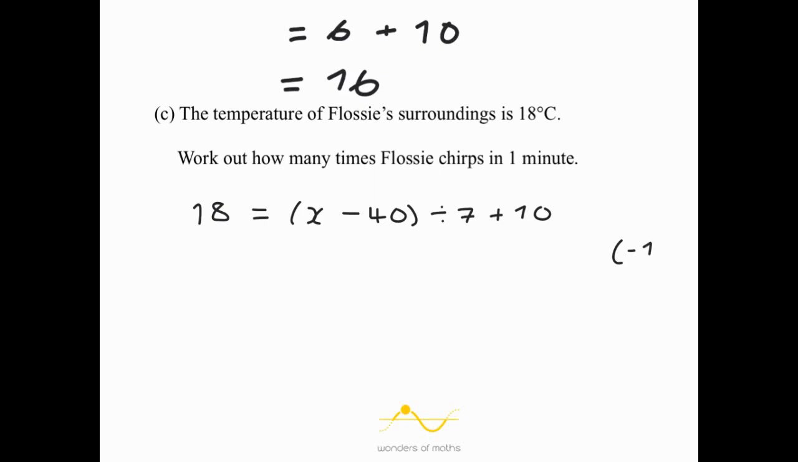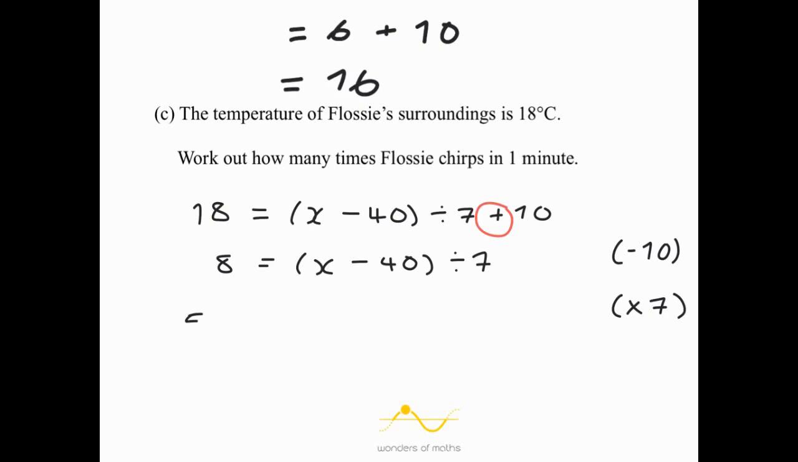The first thing we do is minus 10. This gives us 8 equals x minus 40, divided by 7. Remember, we need to subtract 10 from both sides. The reason we do the reverse operation is that it cancels the number out, and we want to isolate the x. The next thing we need to do is multiply by 7.